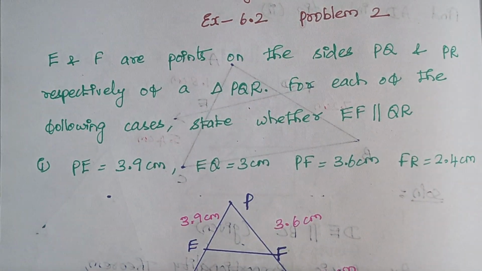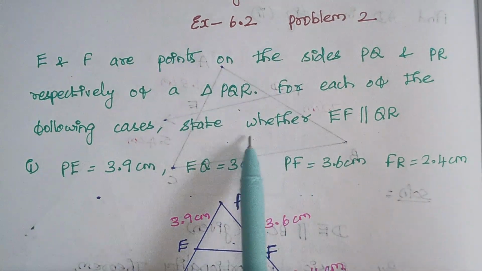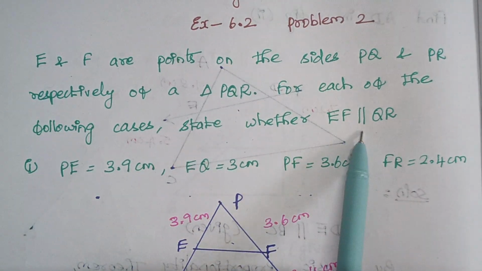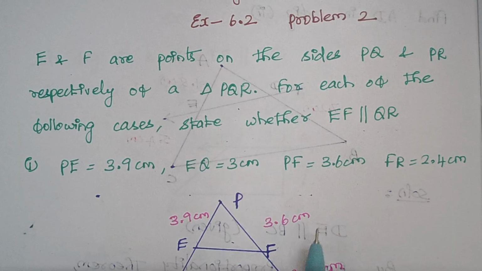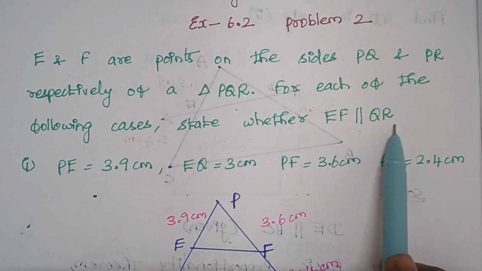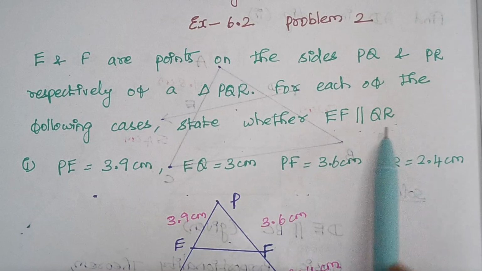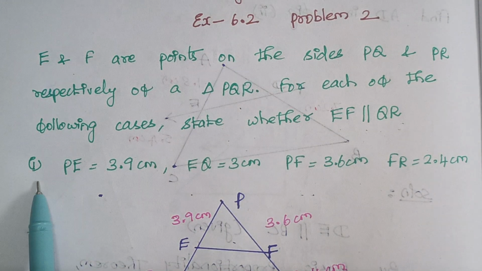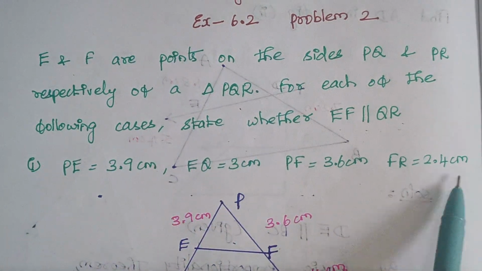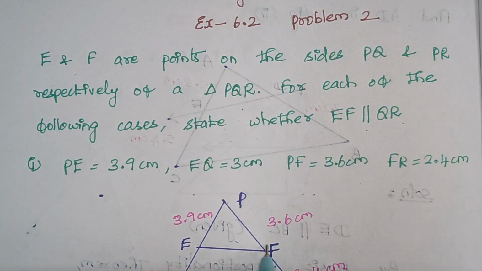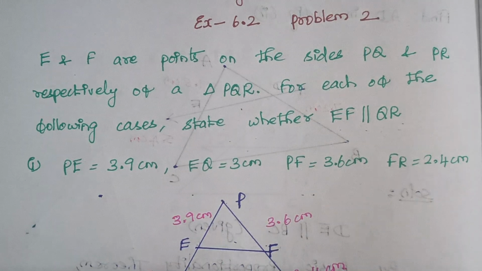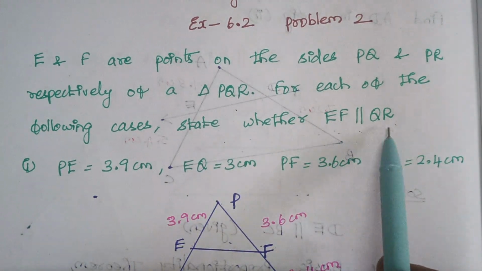Right. For each of the following cases, state whether EF is parallel to QR. So here we have again 3 problems and we have to finalize whether EF is parallel to QR. Right. So first I consider the first part of problem 2. So these are the given data. So just draw the triangle PQR and place the 2 points E and F and just join them, because we have to prove now EF is parallel to QR.